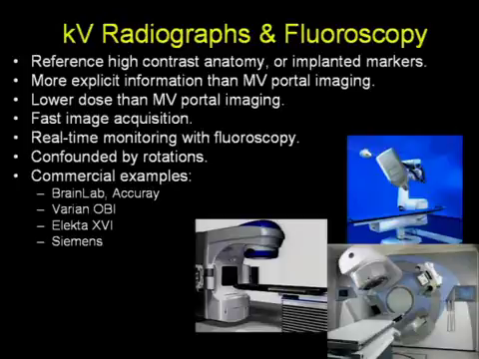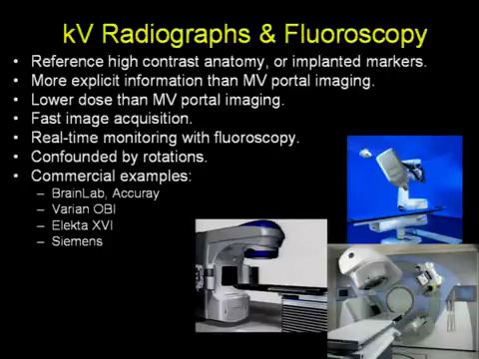So in KV fluoroscopy, we use, again, a kilovoltage X-ray tube in order to form images of the patient. This yields high contrast images that are easy to visualize. We can visualize bony anatomy much more easily than we can with portal imaging, or visualize implanted markers. So the image quality overall is much better than that of portal imaging. And the dose also is favorable. We give much less dose on 2D KV imaging than we do on portal imaging.